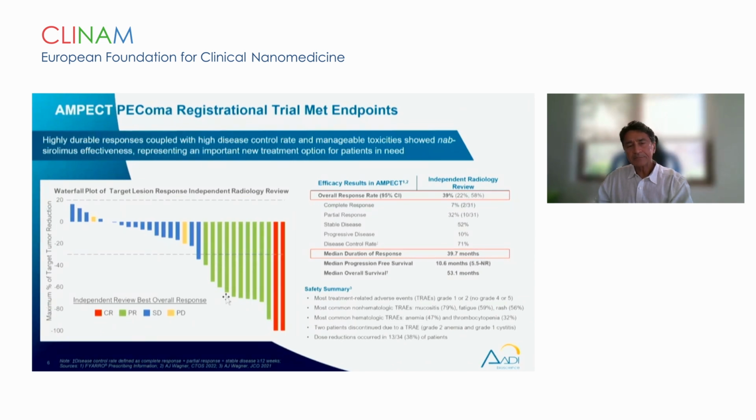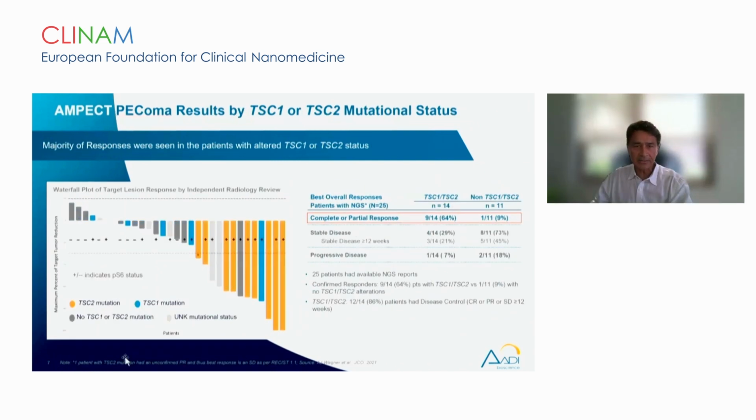Now, within this study, we were very interested in the genetic makeup of these tumors. And so we had done next generation sequencing, NGS, and genomic analysis for these patients. So on the next slide, I'm going to show you the same outcome, but in terms of the mutational status. Here you see the same waterfall plot and response, but now grouped based on the mutational status of TSC1 or TSC2 genes, which are just upstream of mTOR.